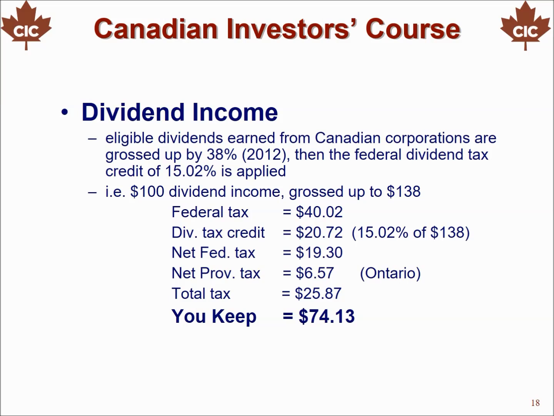So, for example, if we got $100 of dividend income grossed up to $138 using the 2012 numbers, then our federal tax would be $40.02. Our dividend tax credit would be $20.72. Net federal tax to pay would be $19.30. The net provincial tax would be $6.57. So the total tax would be $25.87, and the result is that you'd keep $74.13. Nice result.